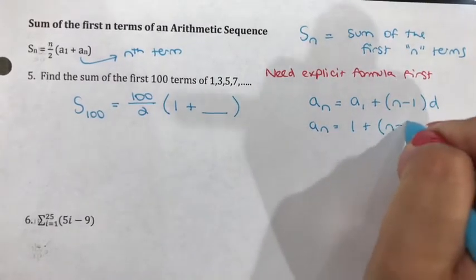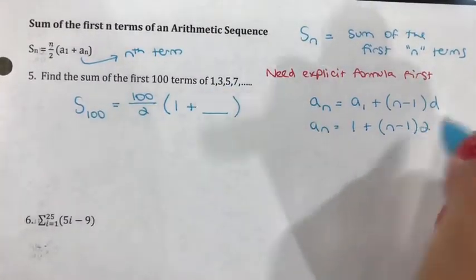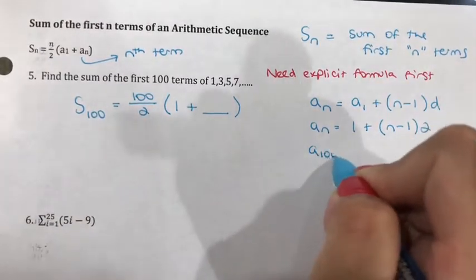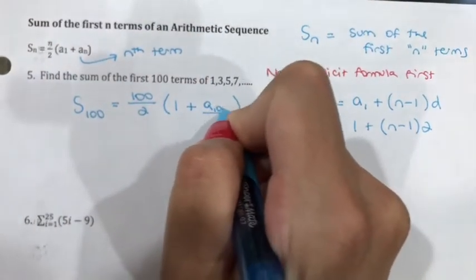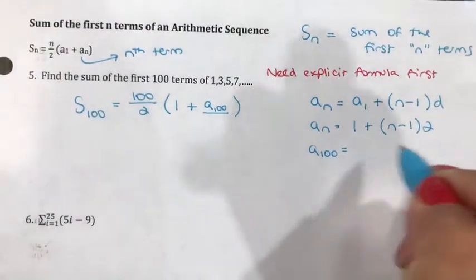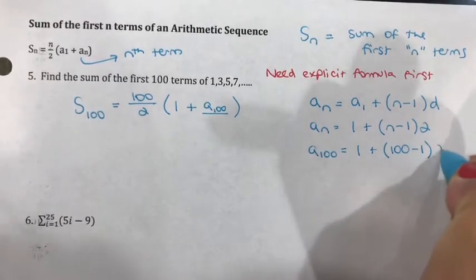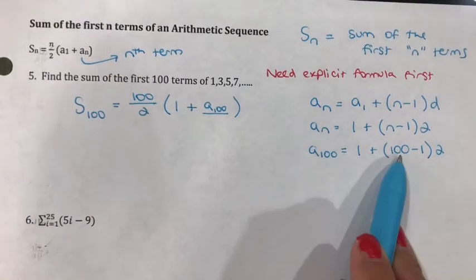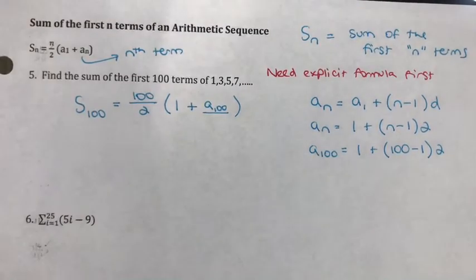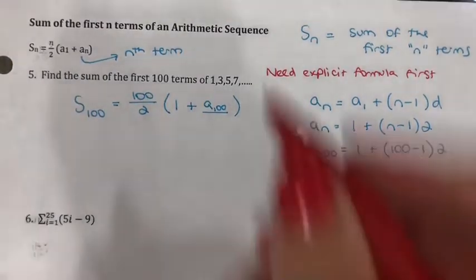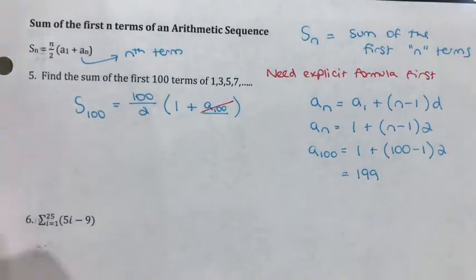N minus 1. My common difference, we're going up by 2 each time. Now, if I want the 100th term, that's what we're looking for here, I would plug 100 into the formula. All I did was plug 100 in for n. Now when I throw this into my calculator, I get 199. Now that's what's going to get plugged in to our formula.